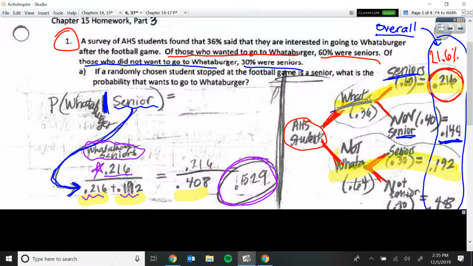Okay, so what do we got? Evens. And then odds. Okay, so Maddie, let's hear what you say odd-wise. She said that 52.9% of seniors are going. There you go. 52.9% of the seniors go to Whataburger. Good. That's correct. So it's out of the seniors. So 52.9% of the seniors. Very good. Okay, so questions there.